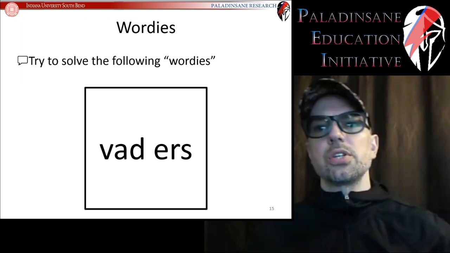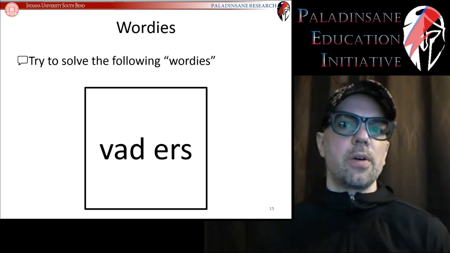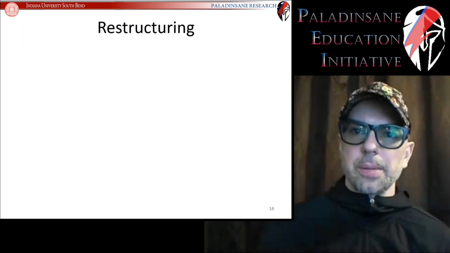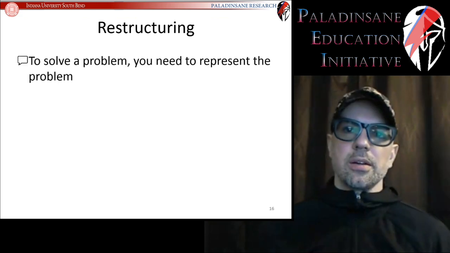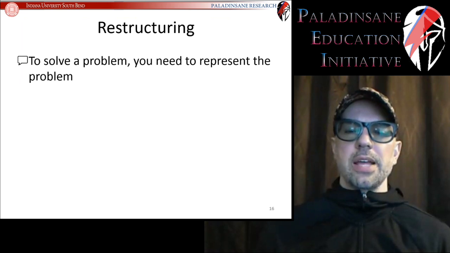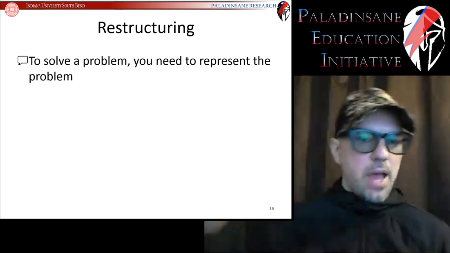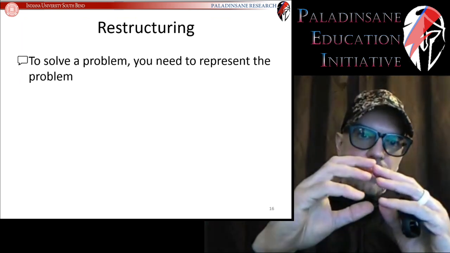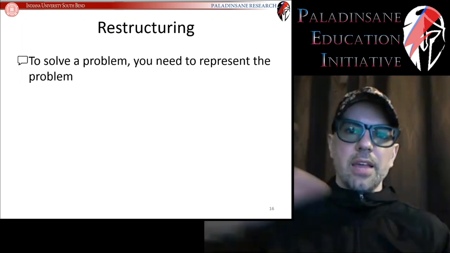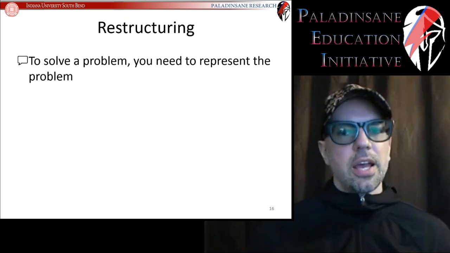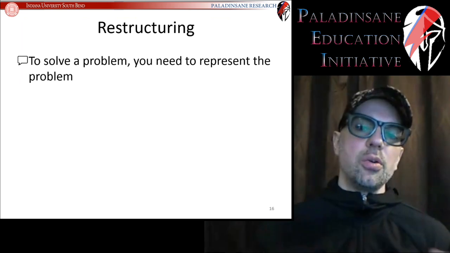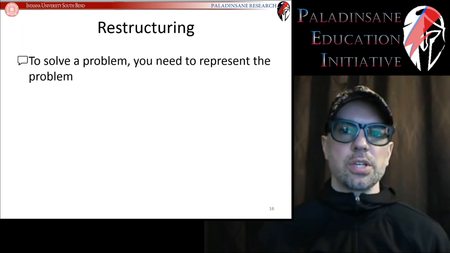But first, we are going to turn to our first look at what is going on when we solve a problem. And this is the idea of restructuring. So in restructuring, the theory is that when you solve a problem, you need to represent that problem in your mind. Somehow in your mind, you need to have symbols and representations that stand in for pieces of the problem, and then you manipulate those representations, and this is that information processing approach. You manipulate those representations until you come up with the solution.